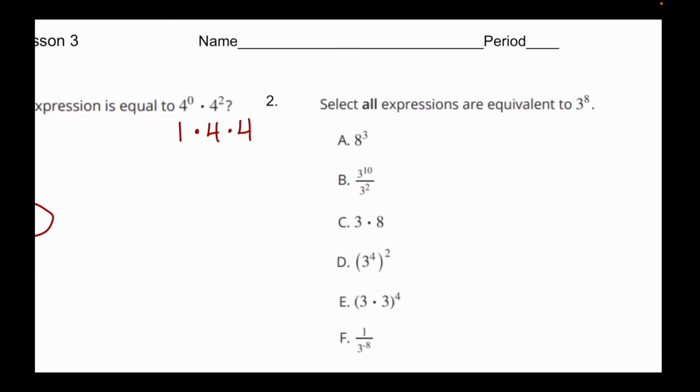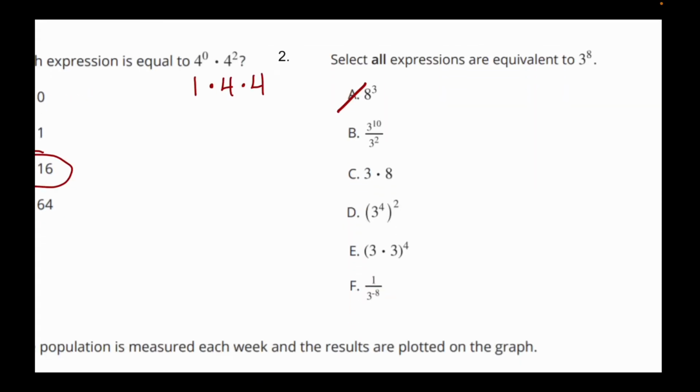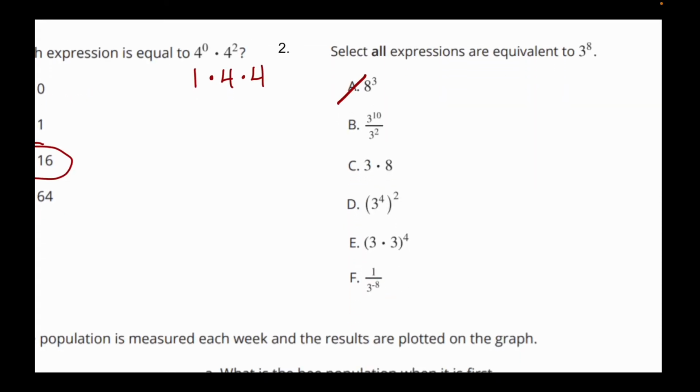For question 2, we want to select all expressions that are equivalent to 3 to the power of 8. So first of all, 8 to the power of 3 is not the same thing, because 3 to the power of 8 is 3 multiplied with itself 8 times. So that's also not going to be 3 times 8. That's a very basic description of it. But now let's look at all of the rest.